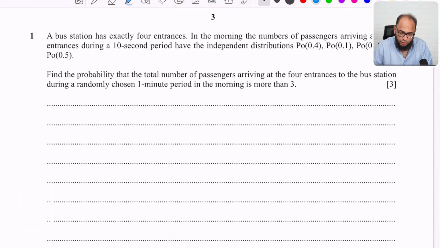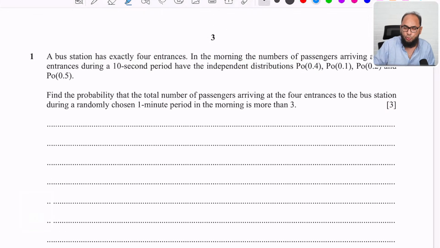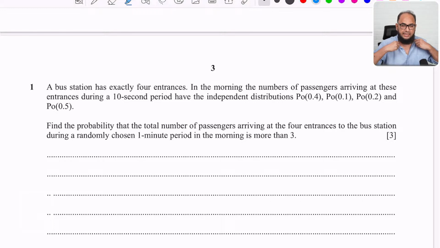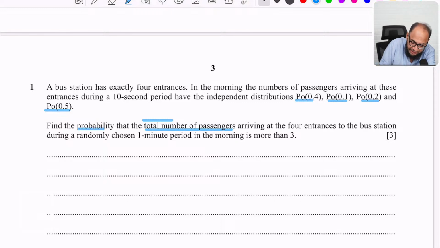Now I'll be showing you the question and then moving back up. Let's have a look at it. Take your time and read it thoroughly. It says a bus station has 4 entrances in the morning. The number of passengers arriving at these entrances during a 10-second period have independent Poisson distributions. So there are 4 Poisson distributions, with means 0.4, 0.1, 0.2, and 0.5. Find the probability that the total number of passengers, the key word is total, arriving at the 4 entrances to the bus station during a randomly chosen 1-minute period is more than 3.